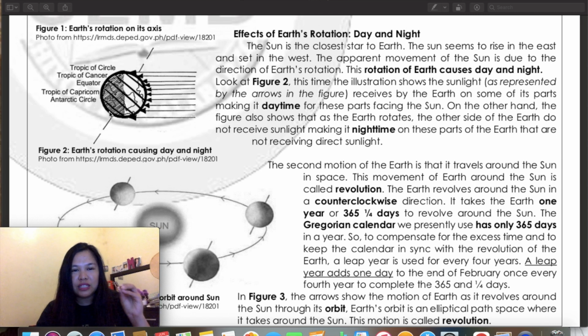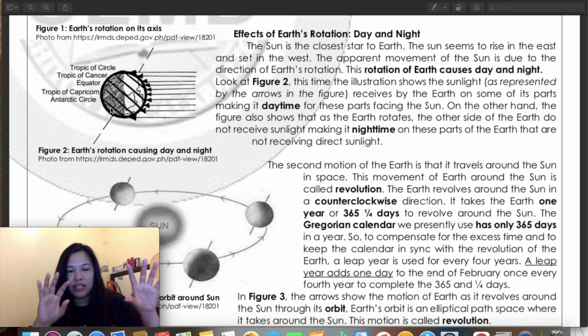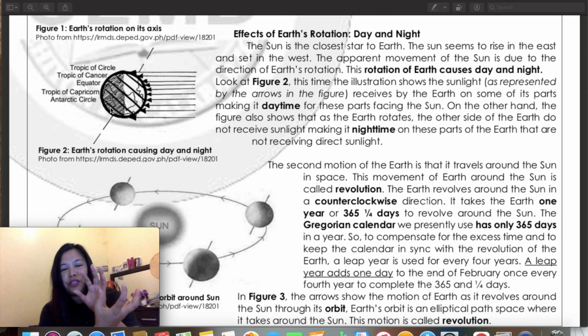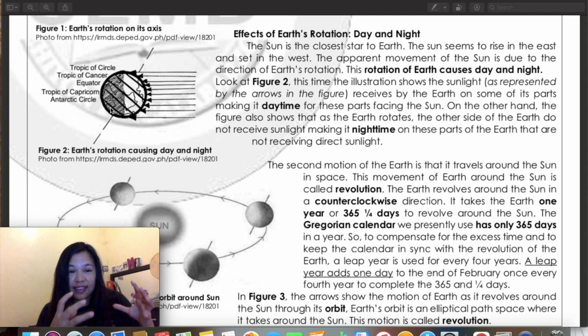So, look at this illustration. Obviously, this white part, nakaharap siya sa sun. So that is why it is experiencing day. At the back of the Earth, they experience night. So, while the hours are running by, hanggang sa siya naman yung nagka-daytime, tayo naman yung naka-nighttime. So, yun lang po. Everyday cycle siya. So, look at figure 2.